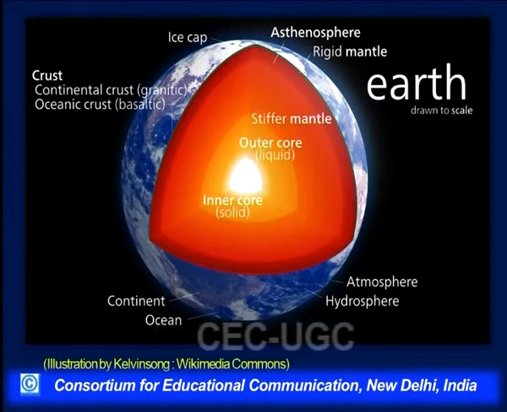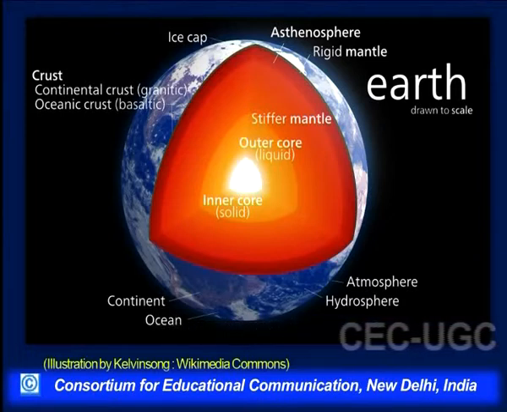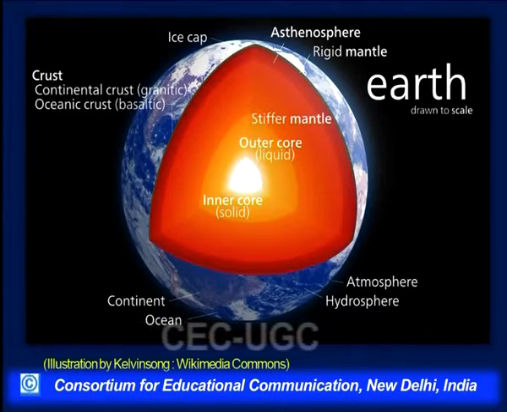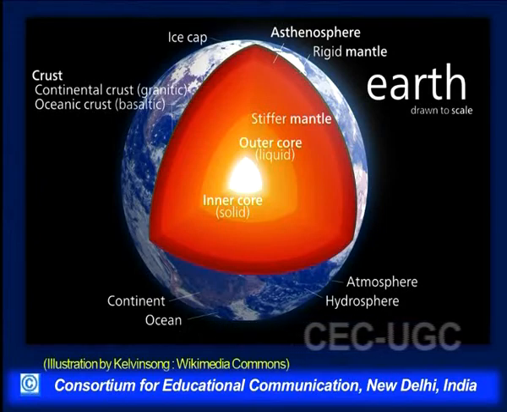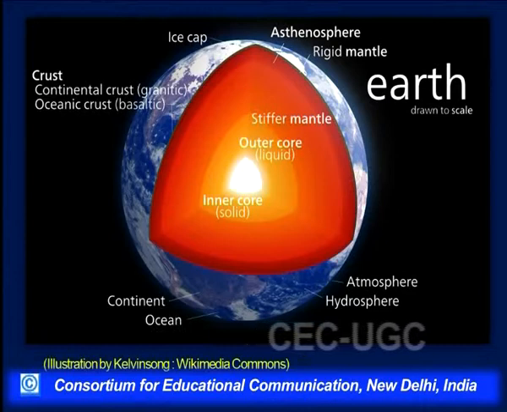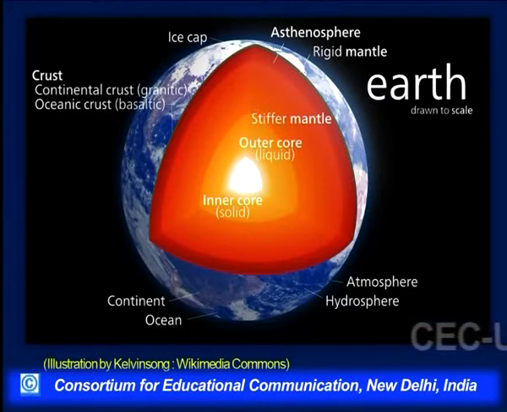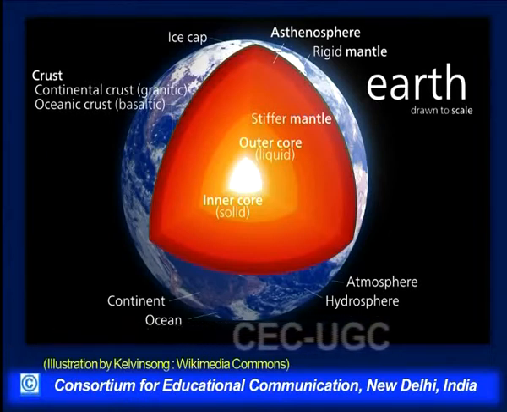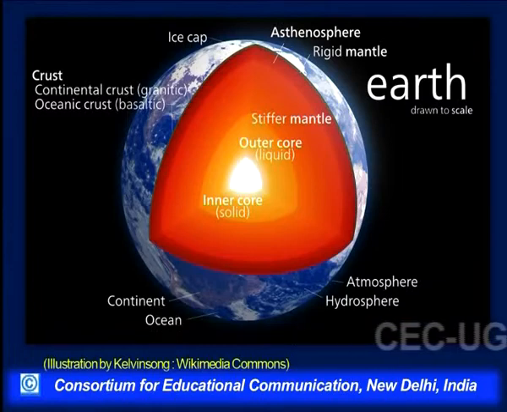Then there is the rest of the mantle, which has a plastic-like composition and is very hot. It is stiffer but not as rigid as the outer part of the mantle. Then comes the core. The outer core, you can see, is liquid, whereas the inner core is solid. So here we have a clear idea about the different parts of the interior of the earth.